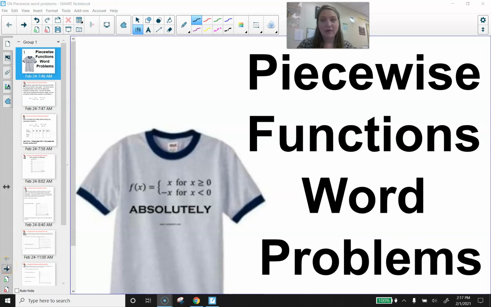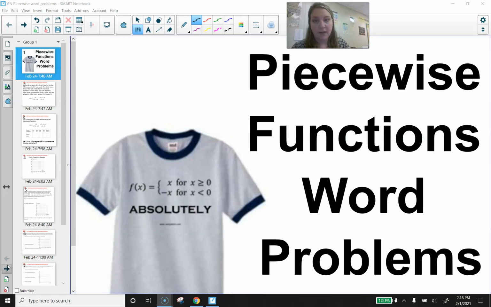Hey guys, today we are going to do word problems with our piecewise functions. So with this unit, we will explore a situation. By the end of the lesson, we will be able to write the equations, graph the equations as a piecewise function, and then answer some questions about what we graphed.